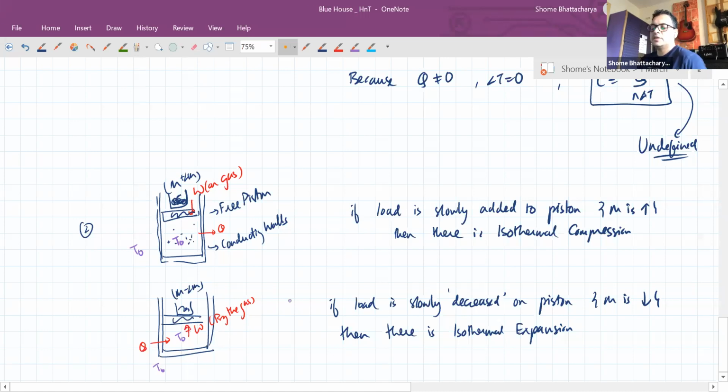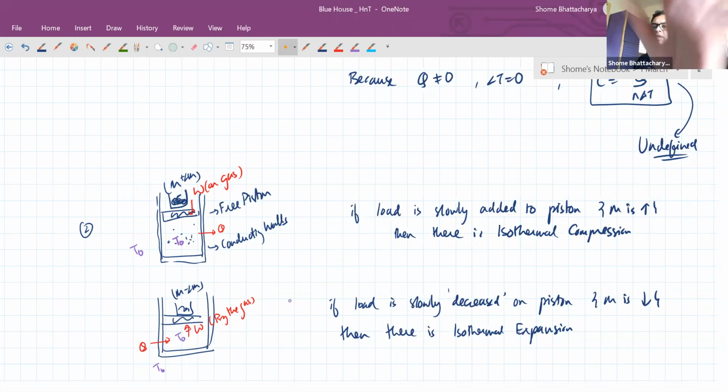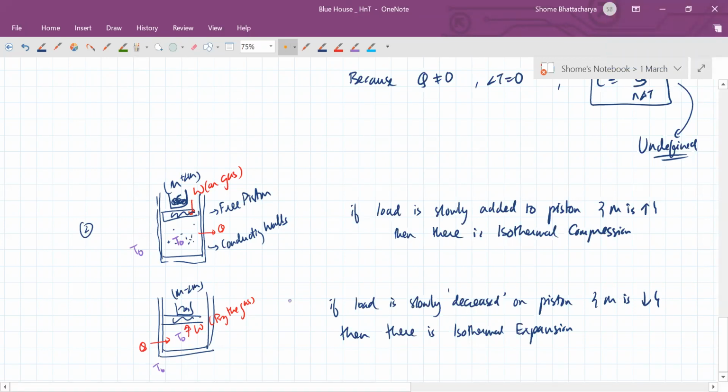We'd have to fix up some kind of arrangement like this so that the temperature of the gas remains constant while we are slowly making it undergo an expansion or compression. So I'll just minimize this so you can note down both these points.